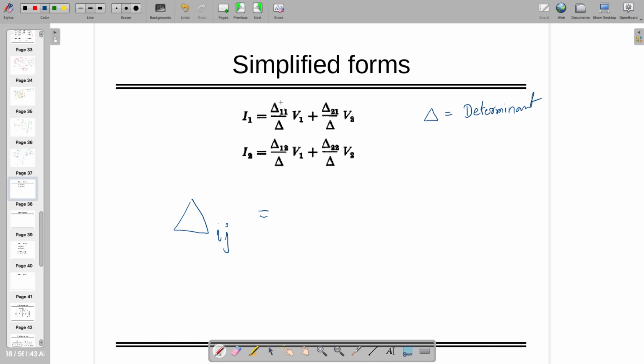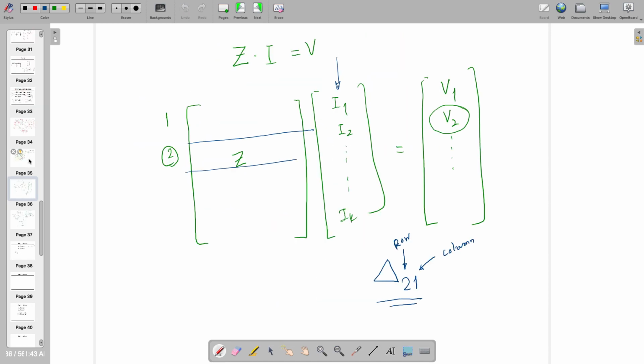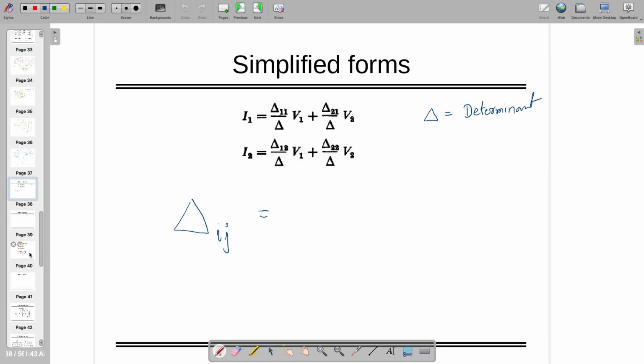So if it is delta ij, the definition which I have given is not a complete one. I just told you how to see which one is row and which one is column. Here i is row and j is column, right? But when you are going to find delta ij, remember the procedure says: remove the ith row and remove the jth column.